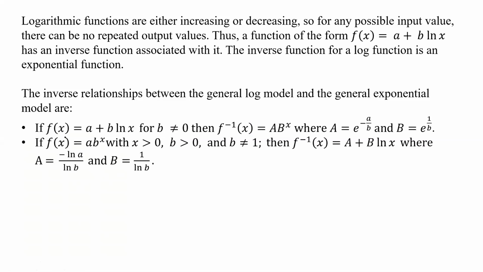So, if we have f of x equals a plus b ln of x for b not equal to 0, then the inverse is going to be something a b^x, okay? And where a is going to be e to the negative a over b, these a's and b's, and b is going to be e to the 1 over b, okay? Now, if we start off with a b^x like this, the inverse of that, again, with all of our conditions here, is going to be a plus b ln x, where a is now negative ln of a over ln of b, and capital B is 1 over ln of little b. Okay, and so those are how it is.